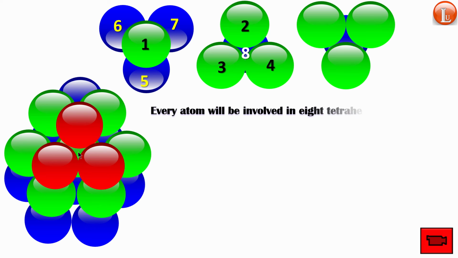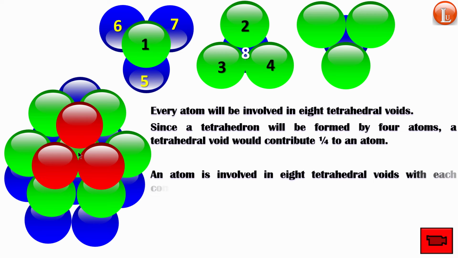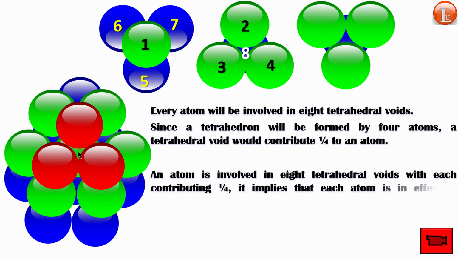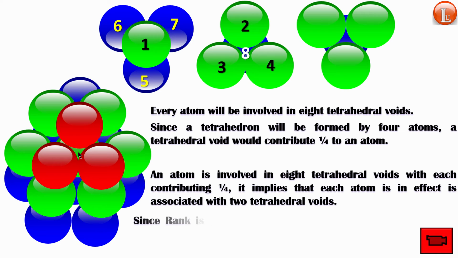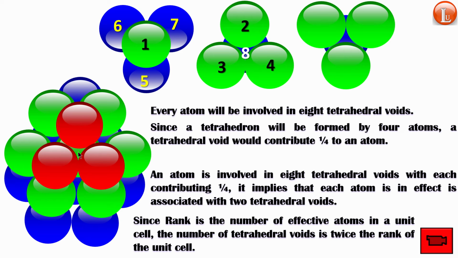So every atom will be involved in 8 tetrahedral voids. Since a tetrahedral void will be formed by 4 atoms, a tetrahedral void would contribute 1/4 to an atom. An atom is involved in 8 tetrahedral voids, with each contributing 1/4. It implies that each atom is in effect associated with 2 tetrahedral voids. And since rank is the number of effective atoms in a unit cell, the number of tetrahedral voids is twice the rank of the unit cell.